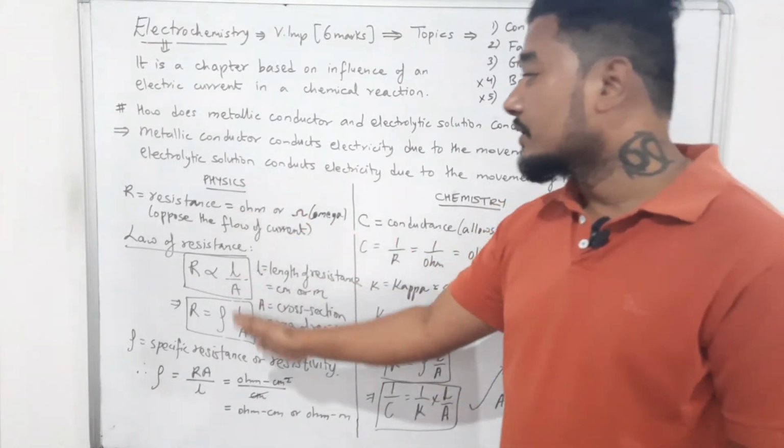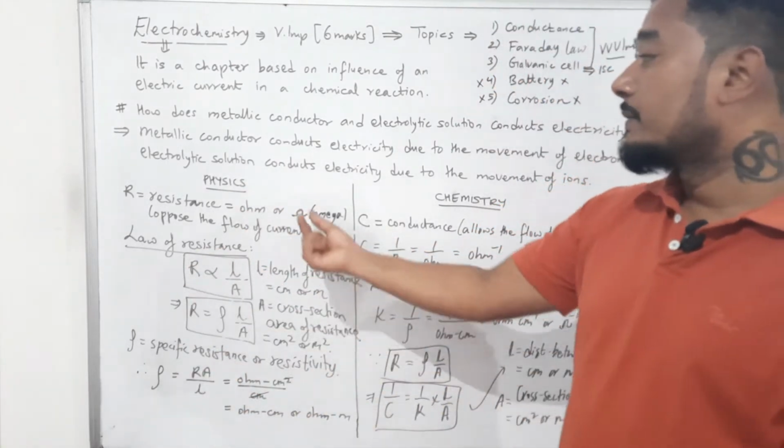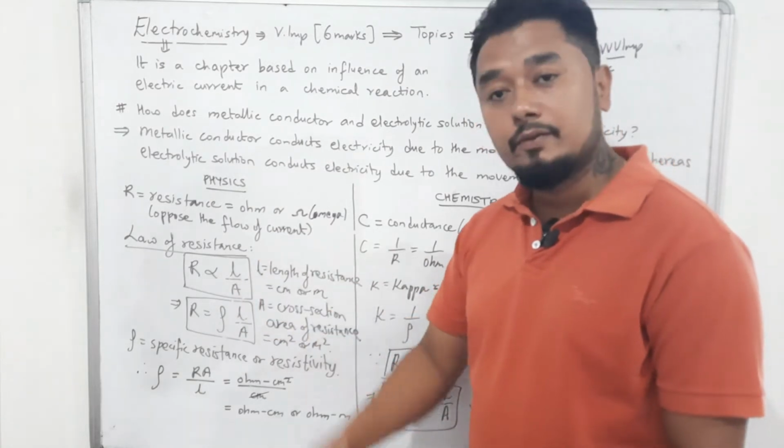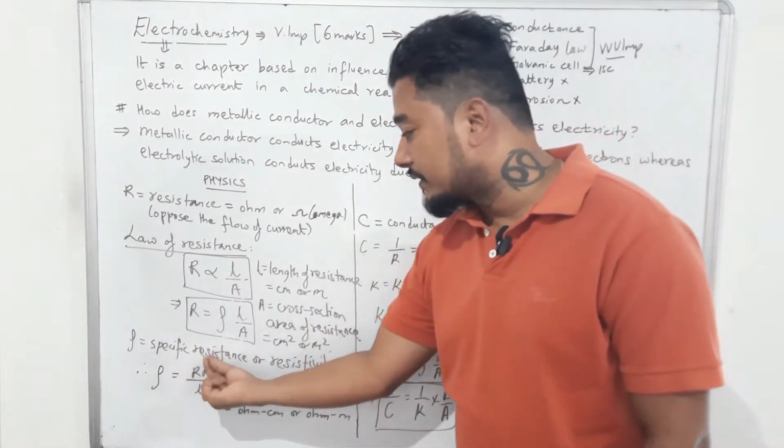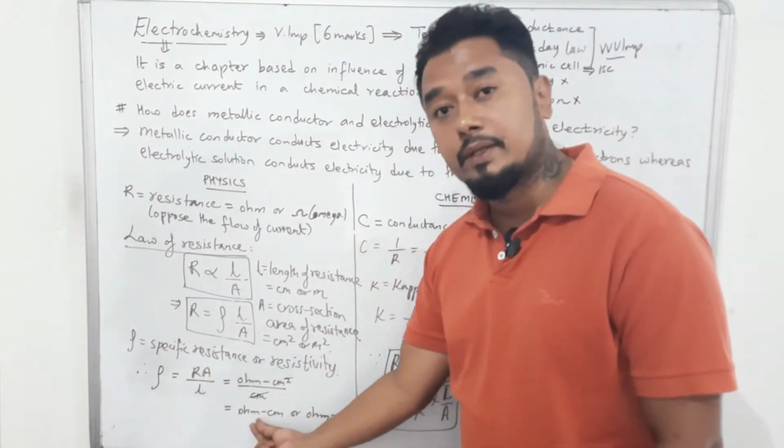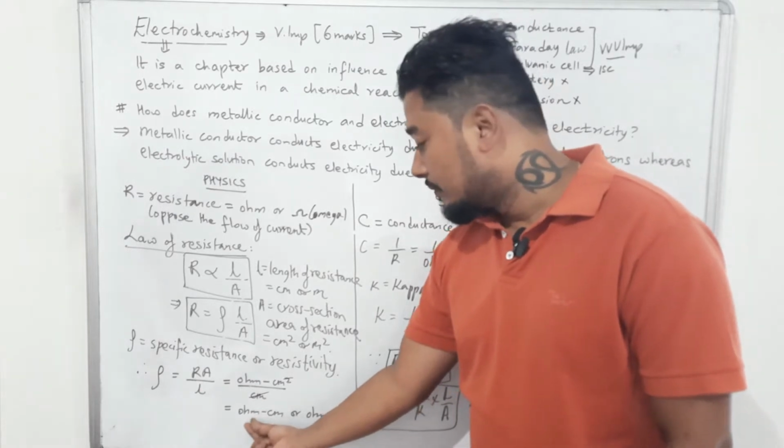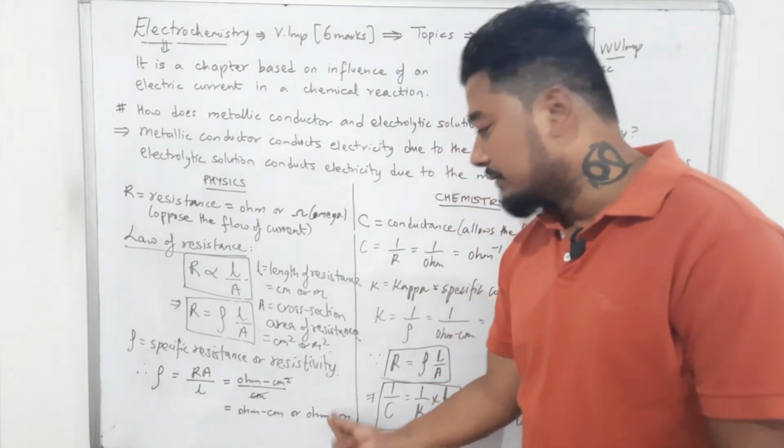Done? So this much is all about physics. So remember the unit of resistance, and the L and A units. What does rho mean? Specific resistance or resistivity. And remember the unit of this is ohm centimeter or ohm meter.